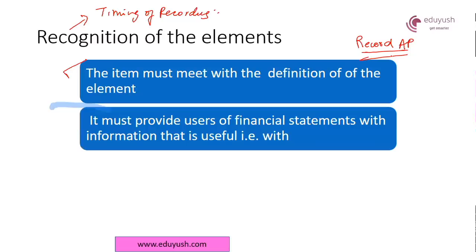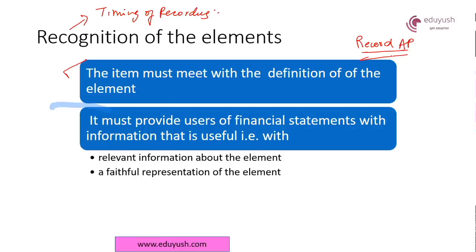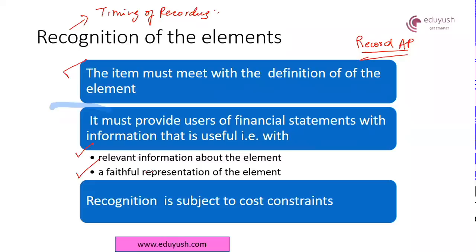Now, that is not alone enough. I also have to ensure that when I'm going to record it, it is providing users with useful information. That means the information should be relevant and a faithful representation of the element. So I know this is a payable, and I will record it when I have both relevance and faithful representation. And last, we will record it subject to the cost constraint. That means every time we need to look at the cost benefit analysis.